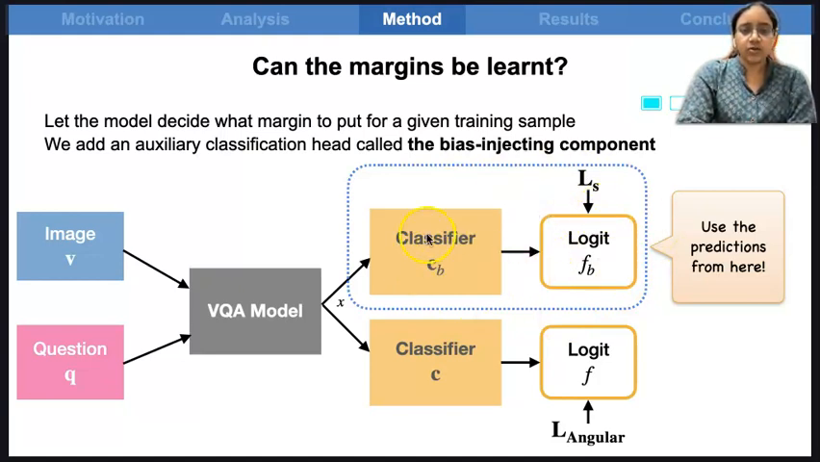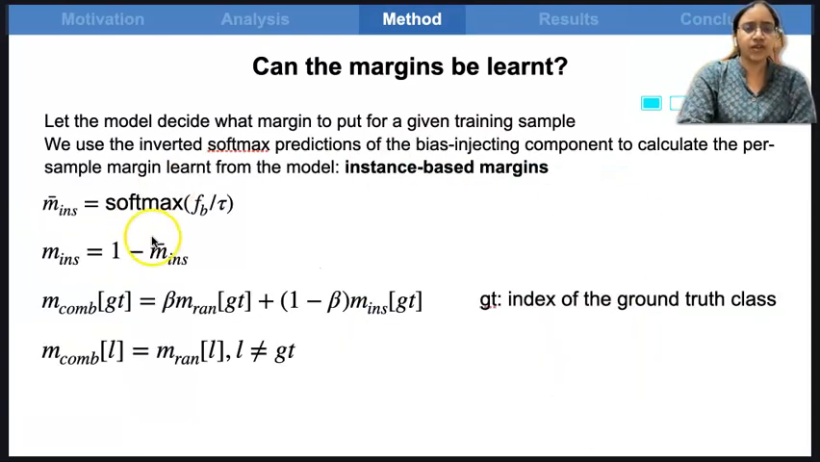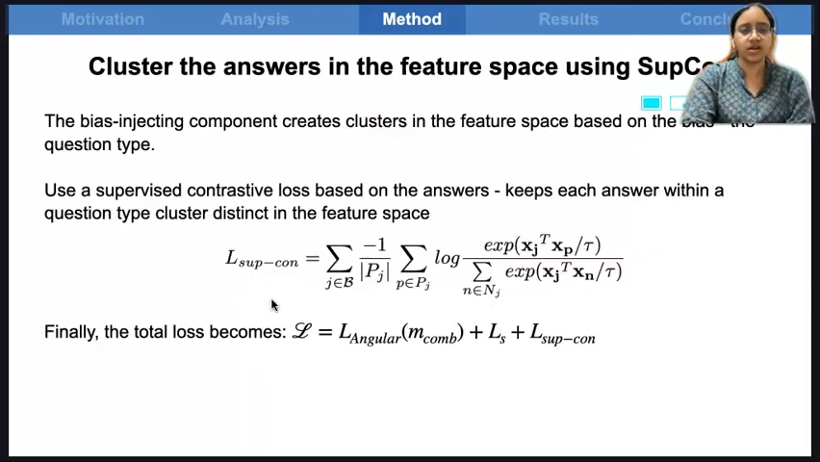This section, that is the blue box known as the bias injecting component, learns the bias in the model. We use the predictions of this classifier head to generate the per instance margin values. So we utilize the prediction probabilities of the bias injecting component and invert them to obtain the instance-based margins. Finally, for each training sample, we combine the randomized frequency-based margins with these per sample margins.